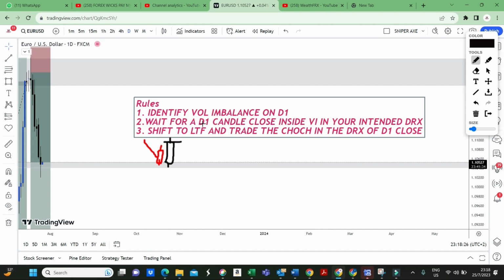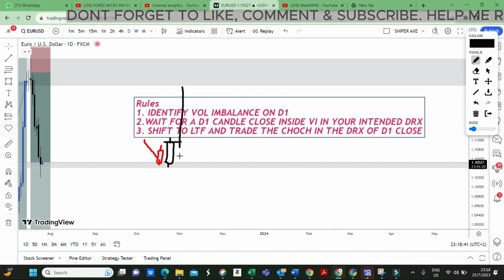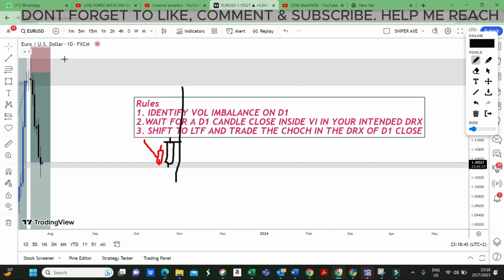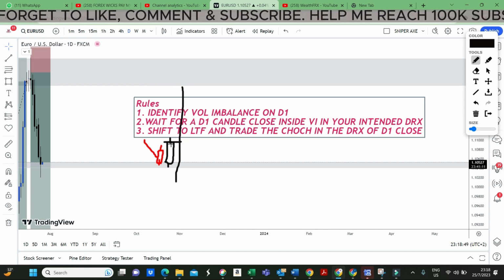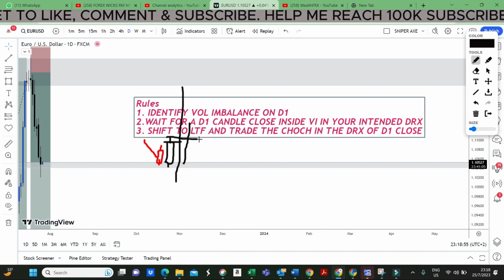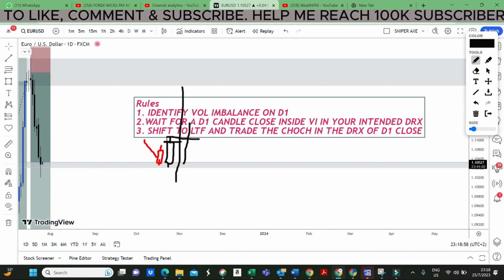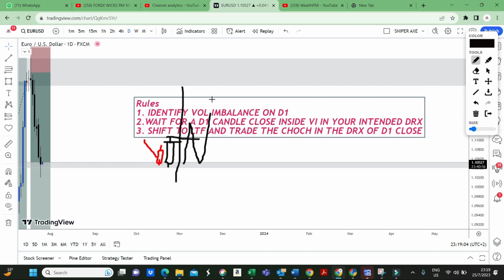After this candlestick closes, you move to the third phase. You are going to shift to a lower time frame and trade the charge in the direction of the daily candlestick close. So this is a daily candlestick close. After this candlestick, you are moving to a lower time frame, M15, M5, and M1, and you're going to wait for this pattern. Once the price has entered this region, you wait for a move that will break the high of this daily candlestick, or a charge that will break a high there. Then you wait for your price to correct back to your volume imbalance. Then you trade the charge that you're going to realize there.